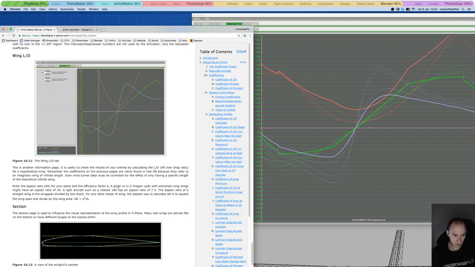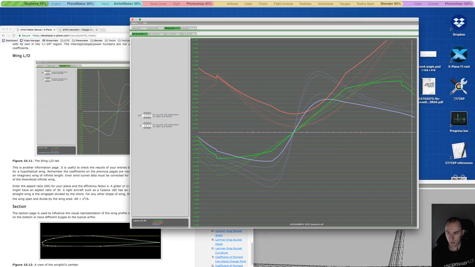A glider or U2 Dragon Lady with extremely long wings might have an aspect ratio of 30. A light aircraft such as the Cessna 180 has an aspect ratio of 7.3. The aspect ratio of a straight wing is the wingspan divided by the chord. Makes sense. For any other shape of wing, the easiest way to calculate AR is to square the wingspan and divide by the wing area. I think I found that information in our manuals as well.